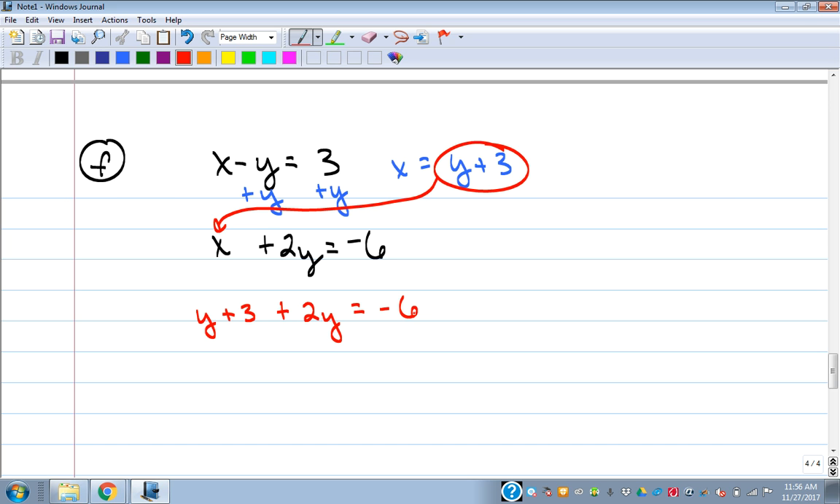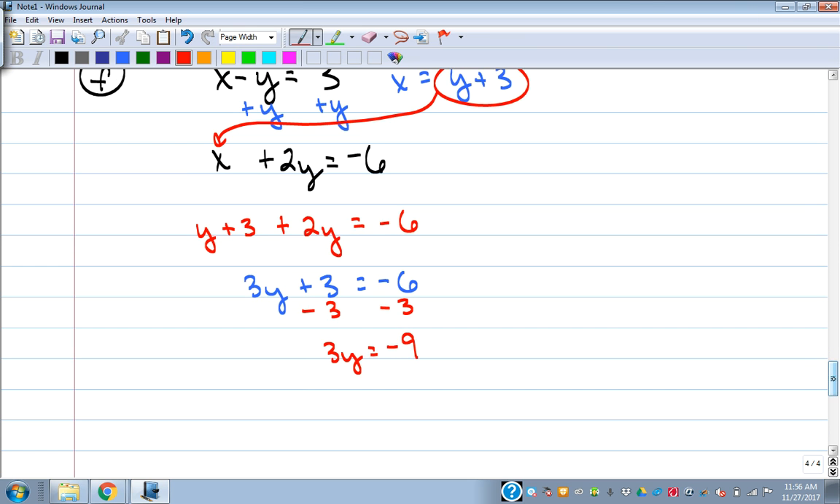Simplify, get your y's together. Y plus 2y, 3y plus 3 is equal to -6. Then what? Subtract 3. Give us 3y is equal to -9. Divide by 3. Y is -3.